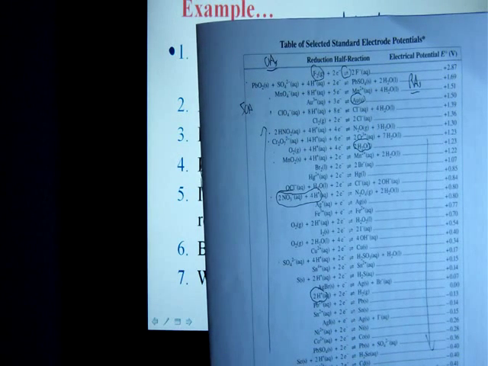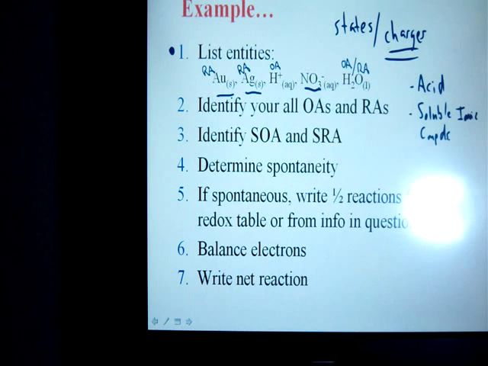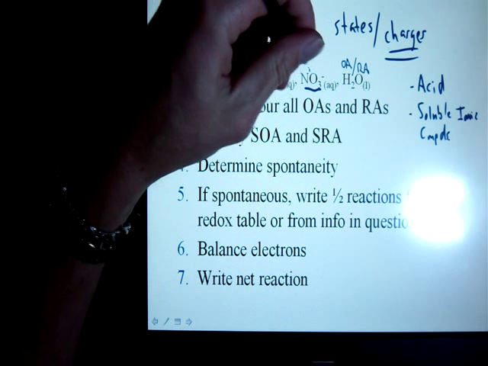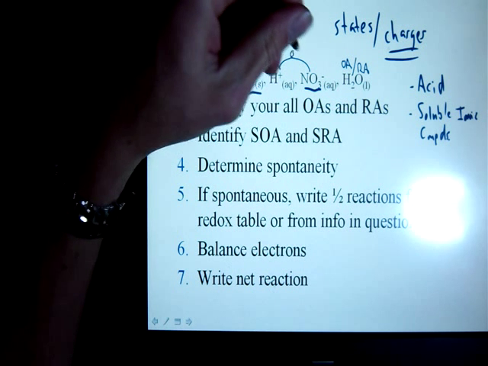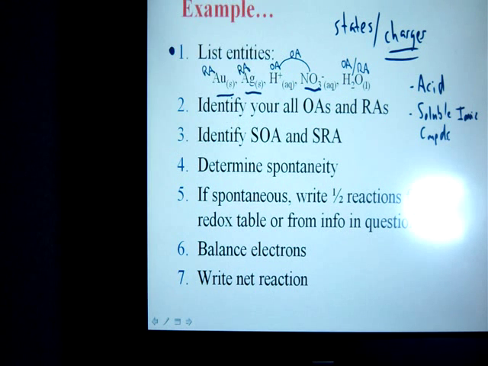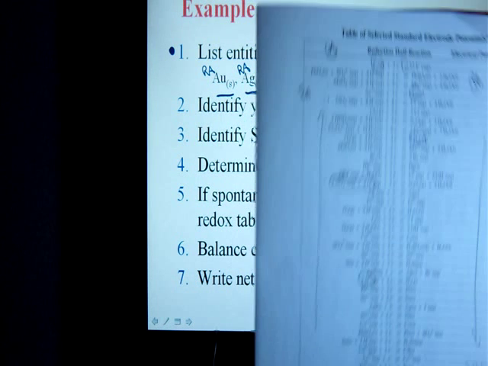I have NO3 ions, I have H ions, so I can confidently link those two together, and as one, they are an oxidizing agent. If the H plus was not there, then NO3 would not be considered an oxidizing agent, it'd just be a spectator. When you're identifying OAs and RAs, they must be exactly as the way you have them listed. So then from there, we look at determining the SOA and the SRA.